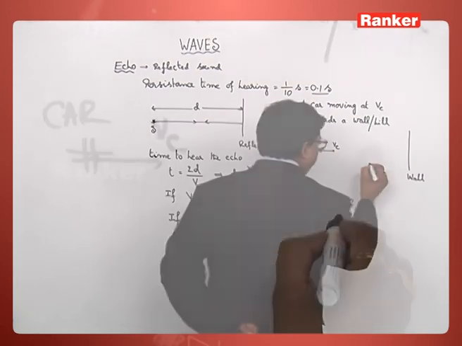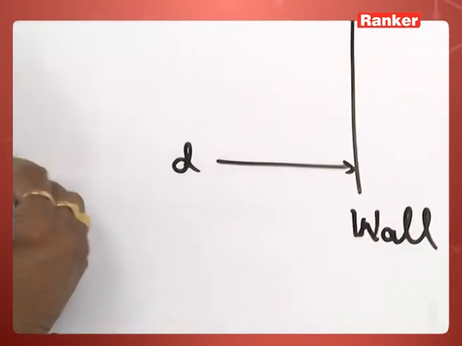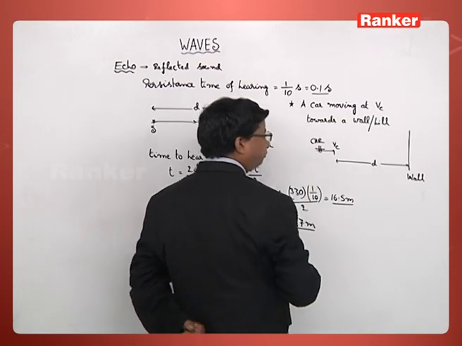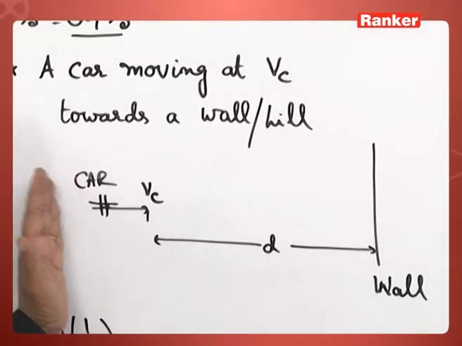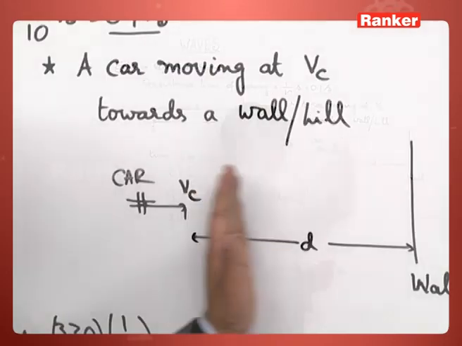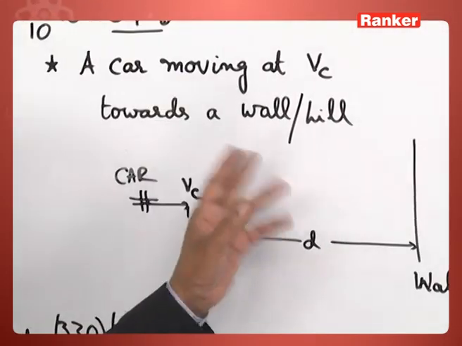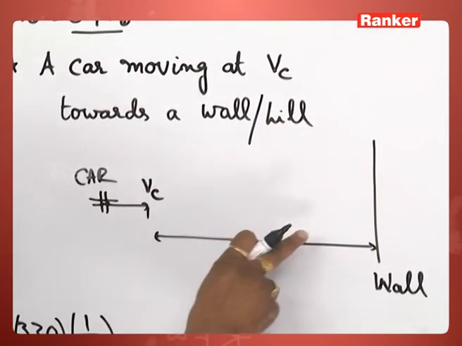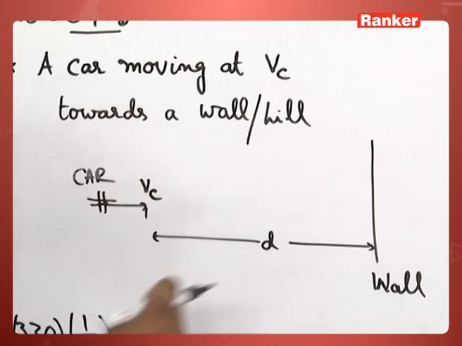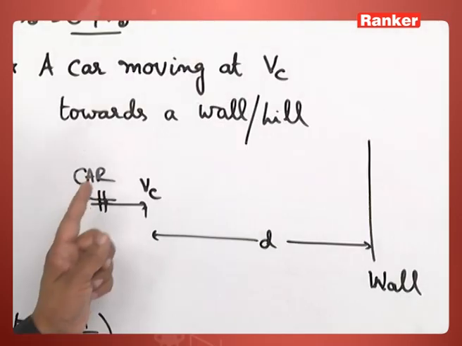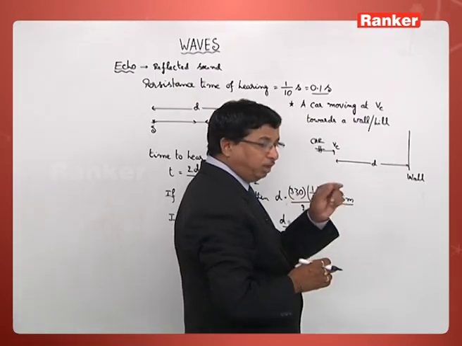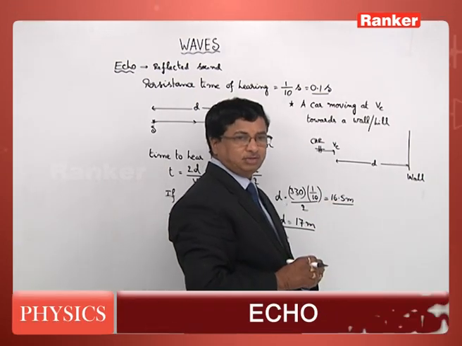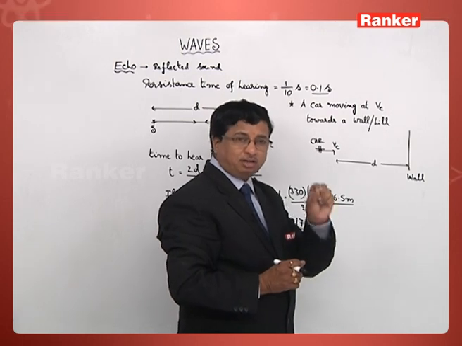When it is at a certain distance D from the wall, the driver has blown the horn, and of course he is continuing towards the wall. He is moving still with the same speed. When he is just blowing the horn, when the car is at a distance D from the wall, what time does it take for him to hear the echo? After what time can he hear the echo?